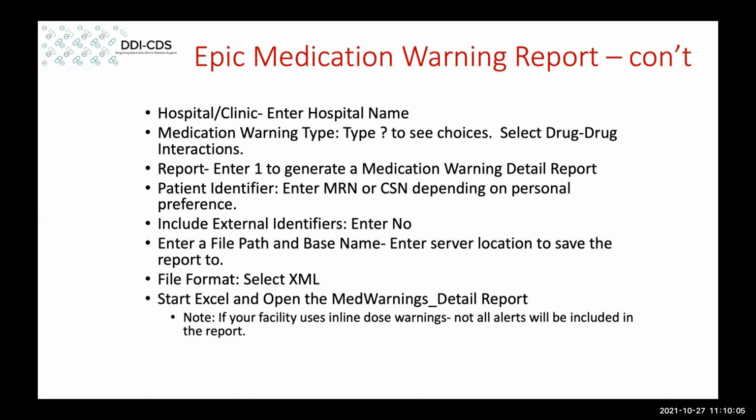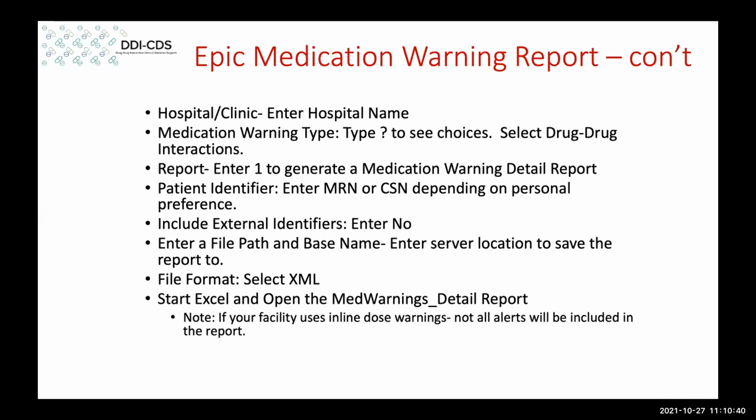For report, we can enter number 1 to generate the medication warning detail report. There is a summary report. The summary report can be useful to look at a very high level. I personally prefer to just enter and use the medication warning detail report and then use the pivot tables that we're going to be talking about shortly to analyze and kind of group that data, because you can answer almost any question you want with the medication warning detail report. A patient identifier, you can enter MRN or CSN, just personal preference. It doesn't matter for the purposes of what we're doing.